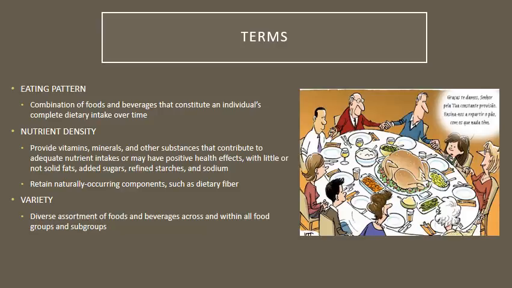An eating pattern is, they're defining it as the combination of foods and beverages that constitute an individual's complete dietary intake over time. So, basically you can pull out patterns from how people eat over the course of a week. Nutrient density is a really important one, and we'll come back to this in future lectures, but nutrient density refers to foods that provide vitamins, minerals, and other substances that contribute to adequate nutrient intakes, or that may have other positive health effects with little or no solid fats, added sugars, refined starches, and sodium.